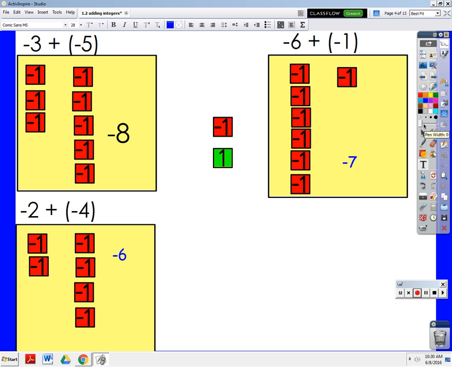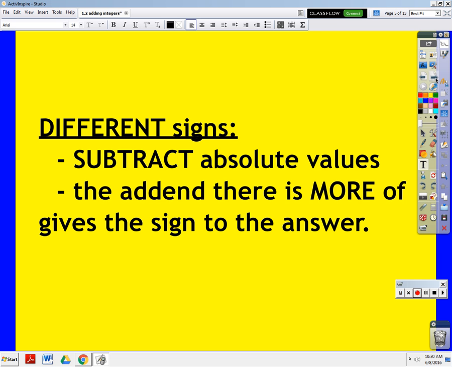So that works really well when the signs are the same, when you have 2 negative numbers to add or 2 positive numbers to add. But what happens if you have one of each? What happens when you have different signs?